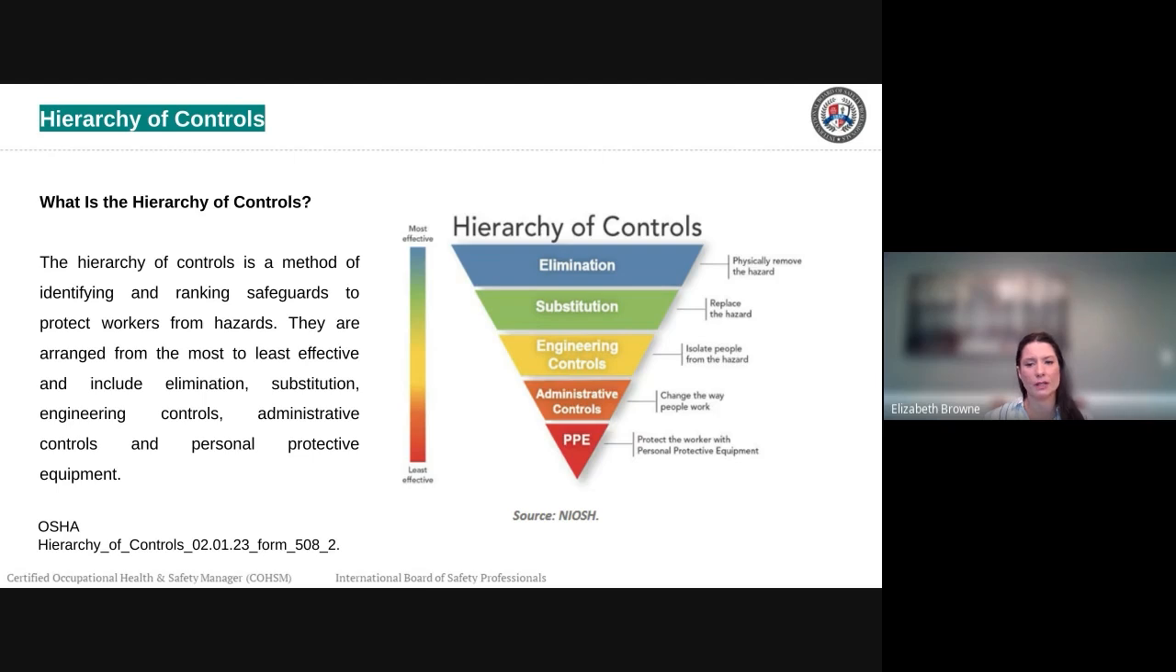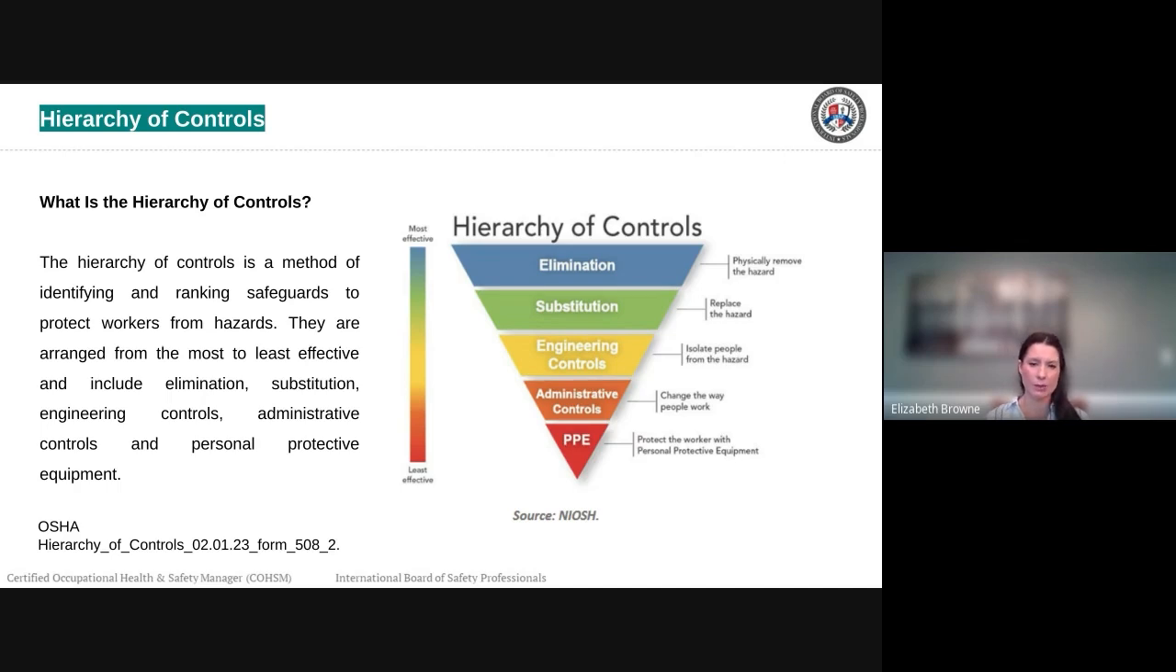So elimination, which would be to physically remove the hazard, is the most effective. Substitution, or replacing the hazard with a safer alternative, is the next most effective. And an example of this might be substituting a chemical that is used in your process for a less hazardous chemical.